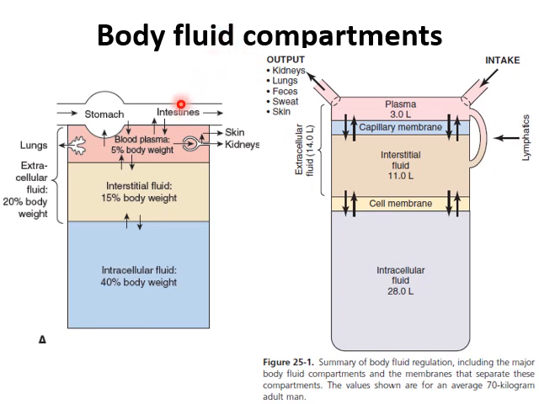Now, one more thing you can see here in this graphic is that the plasma and the interstitial fluid can freely exchange. This exchange is governed by Starling forces. Now, these Starling forces are governed by oncotic pressure and colloid osmotic pressure.